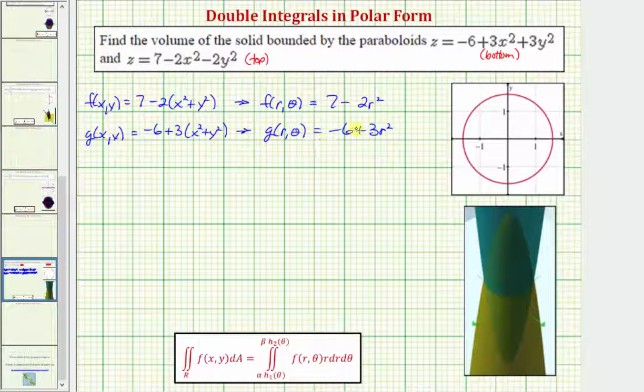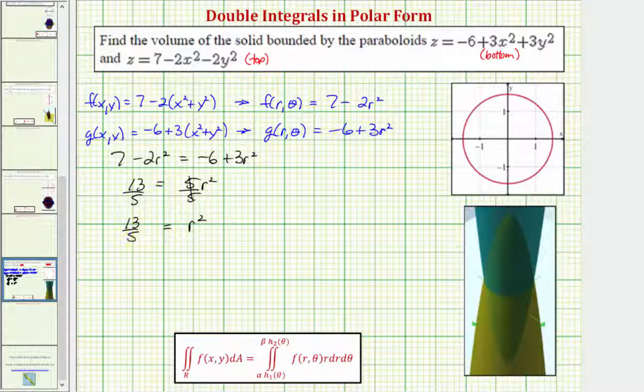Now we need to find the intersection of these two paraboloids, which will help us determine our region of integration. So we'll solve this as a system of equations. So we'll set 7 minus 2r squared equal to negative 6 plus 3r squared. Let's add 2r squared to both sides, as well as add 6 to both sides. So that would give us 13 equals 5r squared. Divide both sides by 5. So we have r squared is equal to 13/5. And now we'll take the square root of both sides of the equation. So algebraically, we do get r equals plus or minus the square root of 13/5.